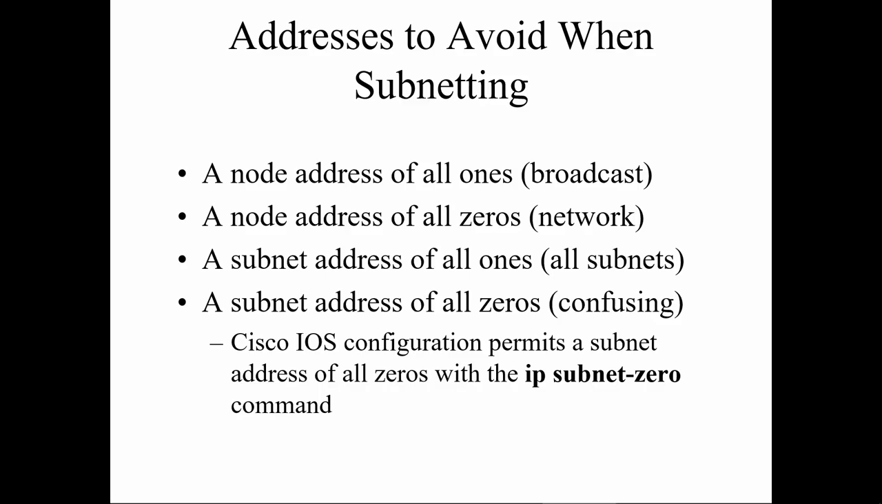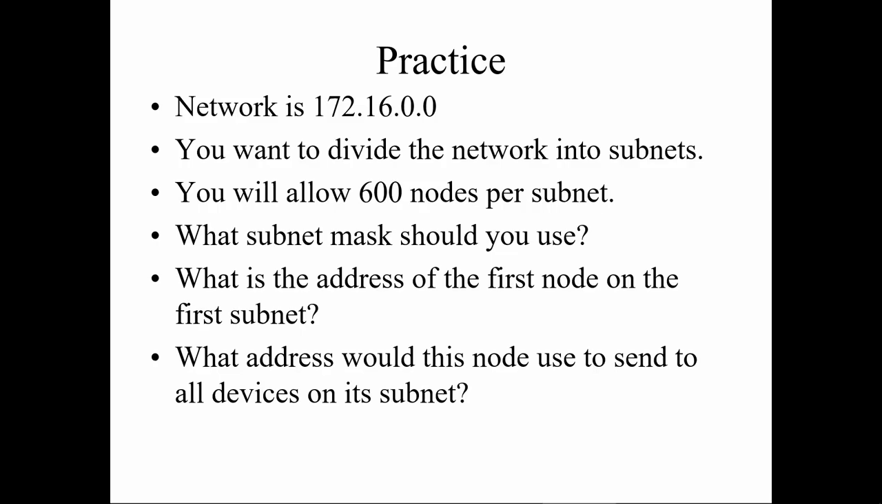So let's do some practice. We have a network which is 172.16.0.0, and we want to divide the network into subnetworks. We don't know how many subnetworks, but we do want 600 nodes per subnet. So the question is, what subnet mask would we use? What's the first address? What's the last address?